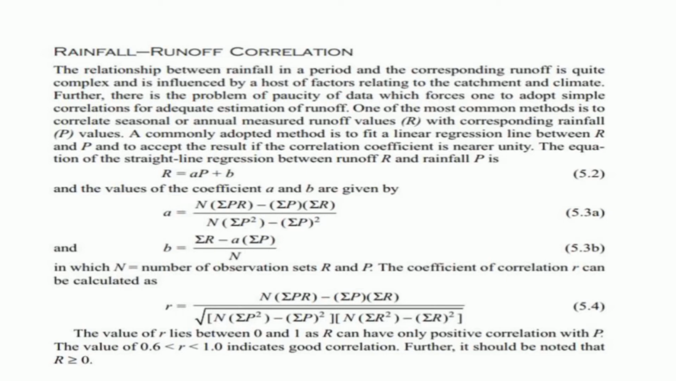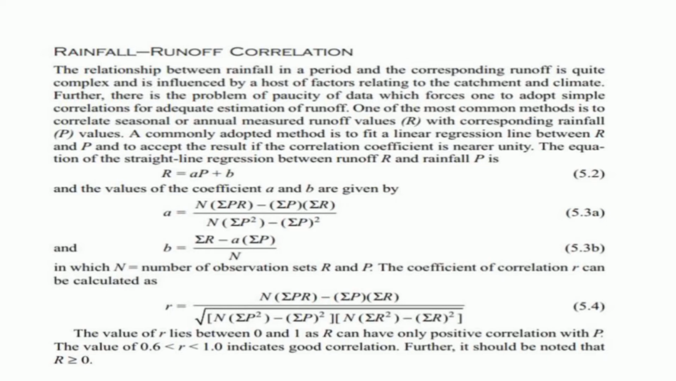The equation of the straight line regression between runoff R and rainfall P is R equals A P plus B, and the values of the coefficients A and B are given by A equals N summation of PR minus summation of P times summation of R over N summation of P to the power of 2 minus summation of P to the power of 2, and B equals summation of R minus A summation of P over N, in which N is the number of observation sets of R and P.